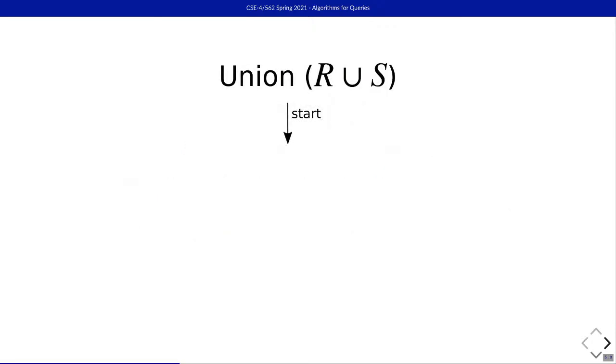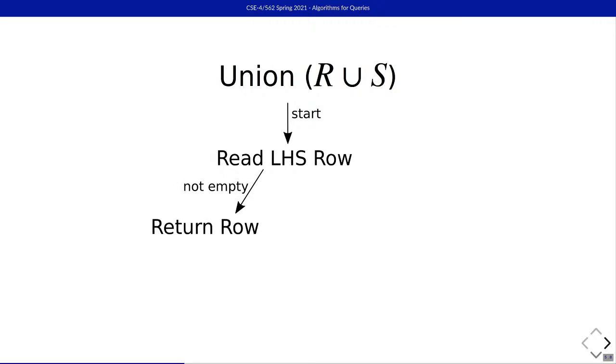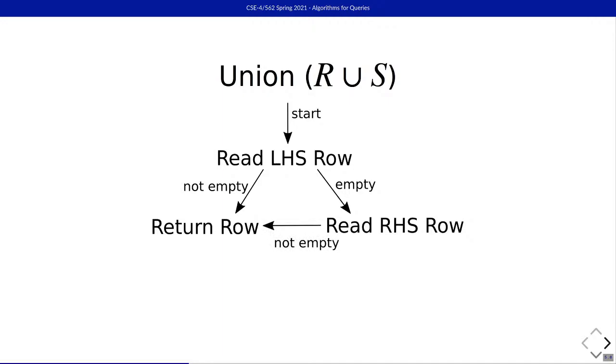Okay, union. This is also a relatively straightforward operator. We talked about this a little bit last class. We're going to look at the left-hand side, R, and read the next tuple out of the iterator over R. If there is another tuple there, then we're going to return it. Good. If there are no more tuples in R, we're going to move over to S. If there's a tuple in S, great, we're going to return it. And if there are no more tuples in both R and S, then we are completely done with this entire process, and the union iterator has no more tuples as well.